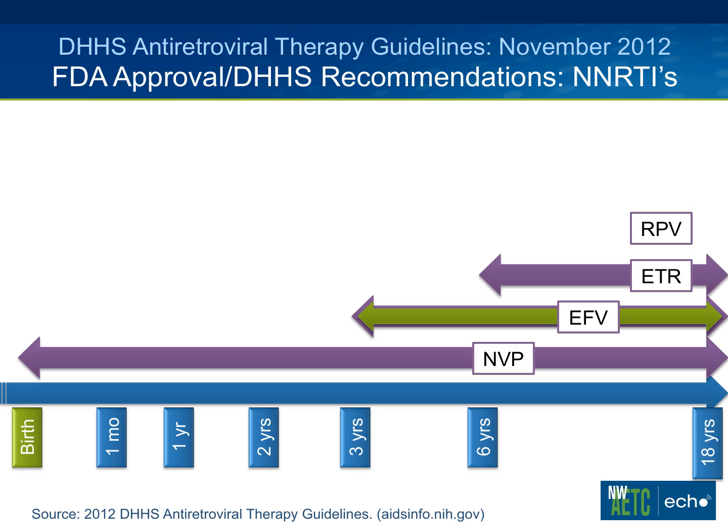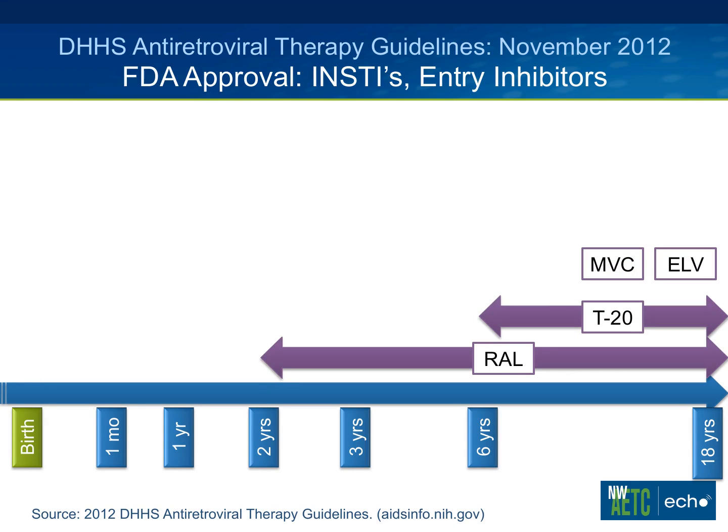Efavirenz is the better NNRTI and can be used down to age 3 months. Etravirine, also like darunavir, a very welcome addition to the armamentarium here. FDA approval down to 6 years of age, not really a guideline recommended agent. And then rilpivirine doesn't really have any indication in children.